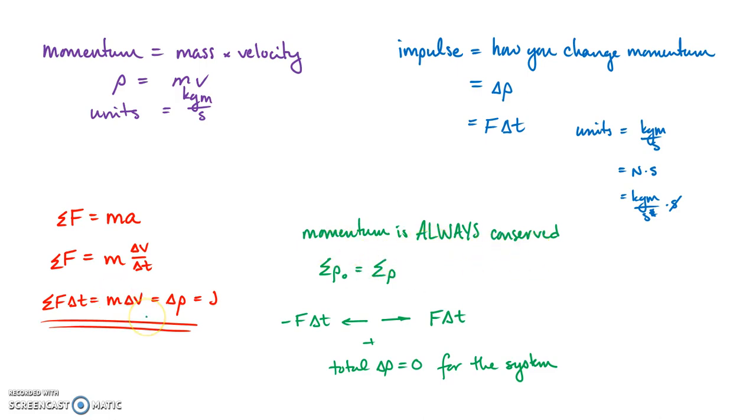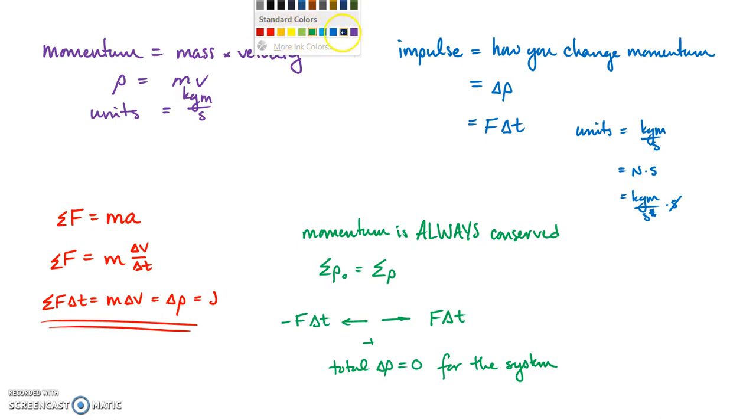But if I want to look at the momentum of a single object, then that can be changed, because if I push you, now your momentum's changed. But the momentum of all objects involved in that interaction, that total momentum will be 0 because of Newton's third law. So really, impulse momentum is defined by Newton's second law.